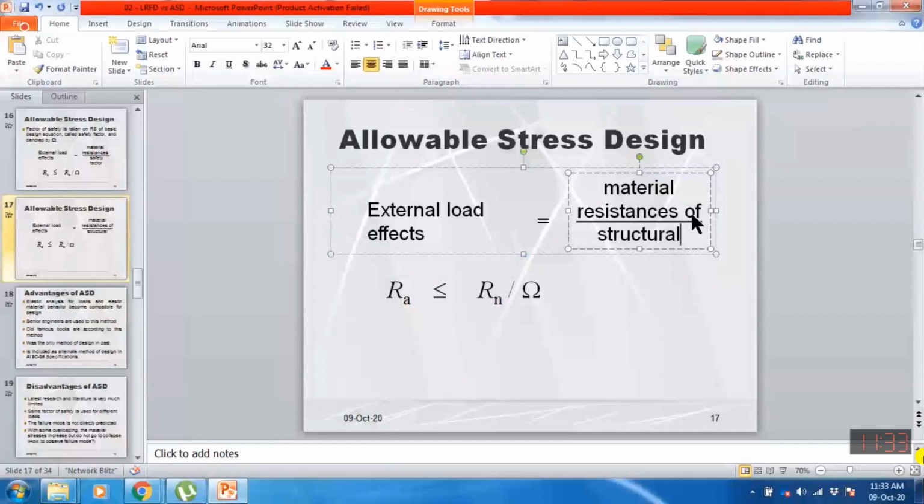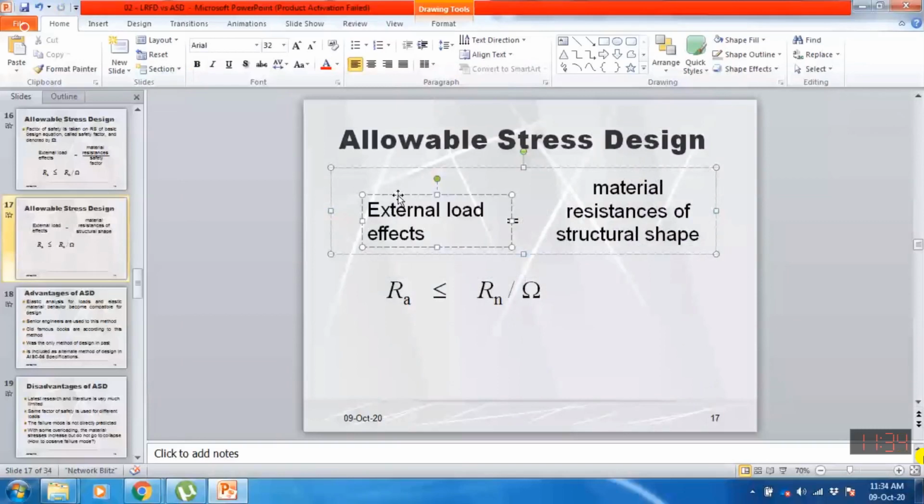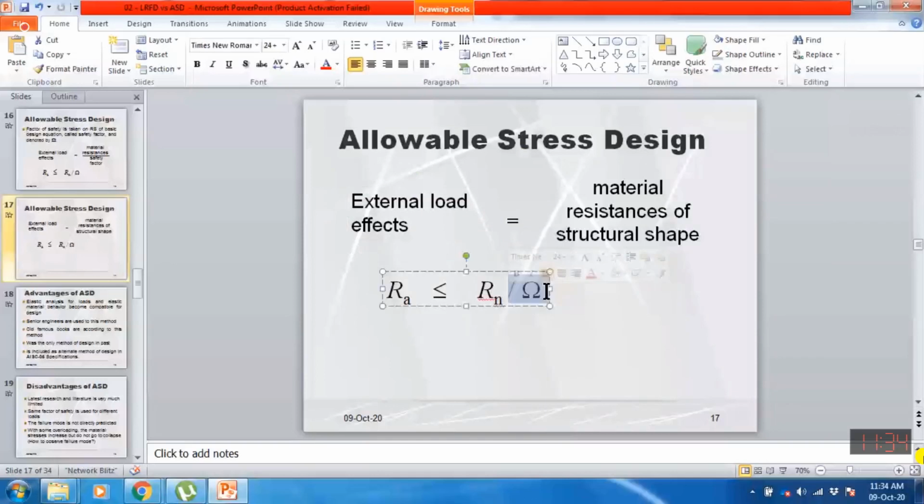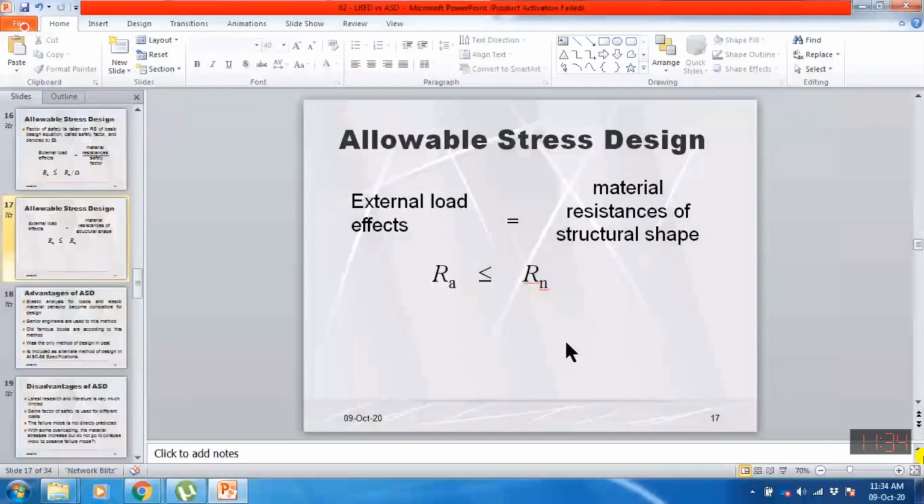This is supposed to be the actual heading, because this is not only the material resistance, but rather the resistance offered by the shape. Shape means that if the area is more, then resistance will be more. And then I told you that this is the basic equation that we can write like this. So external load effect we can write as Ra, and resistance offered by the structural shape is Rn.